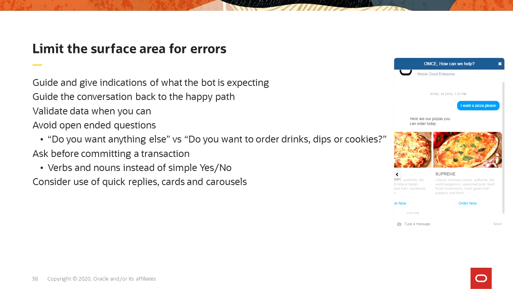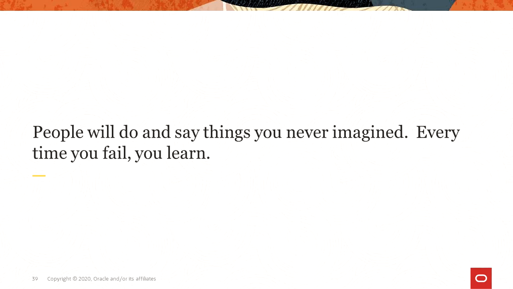And of course, as I've talked about, and you see in the image there, you can use carousel components or quick replies or buttons, which help guide the user on exactly what's requested at a particular point. Because the thing is, with the best intentions in the world and all the research, people will do and say things that you never imagined. But that's okay, because when the bot gets it wrong, that's your chance to make the bot smarter as well.